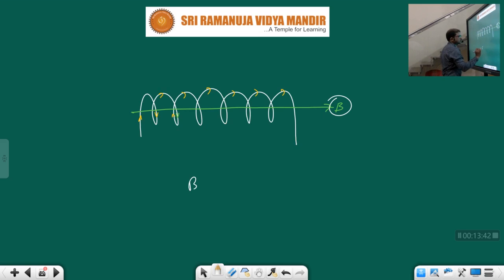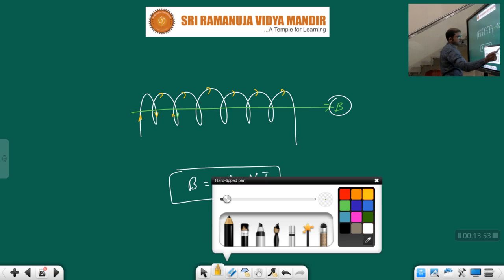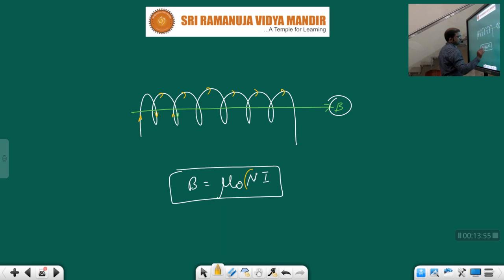Similarly for the solenoid, the formula is B is equal to mu naught N into I. See children, regarding mu naught I explained in previous slides, where N is the number of turns, which is again proportional to B. And I is the current, children, how much current is flowing through the wire, that's it.